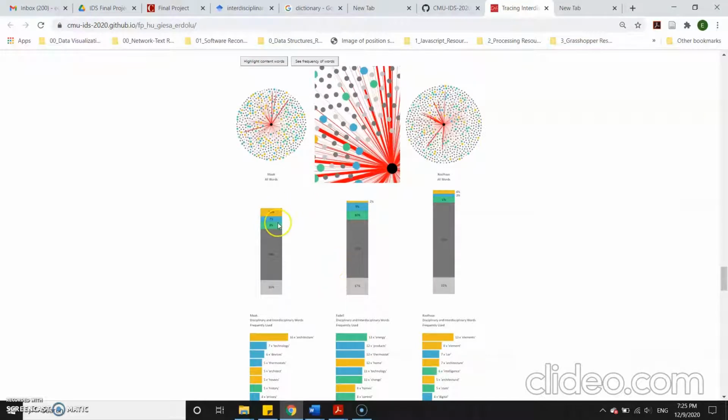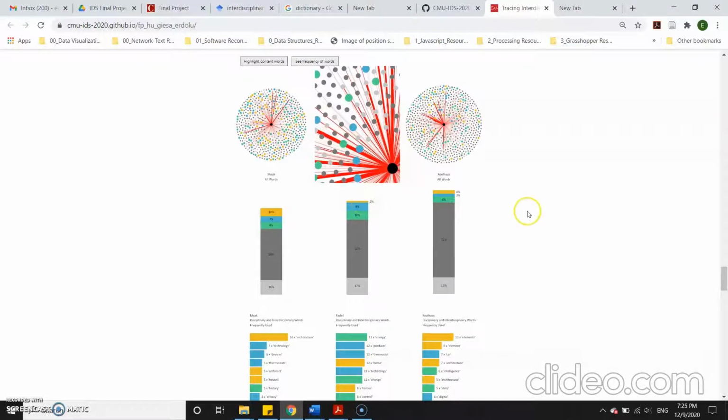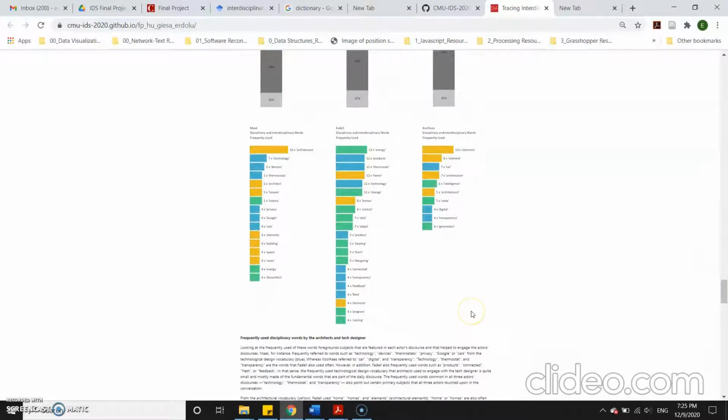For Mark, it's 1/4, but has a balance between the categories of disciplinary words. For Fadel, it's 1/5 of his vocabulary, but he used much less architectural words. In the end, the case showed that the architects by individual used more technological design vocabulary than the technological designer used architectural. The user can also look at the frequent use of these words by each actor.